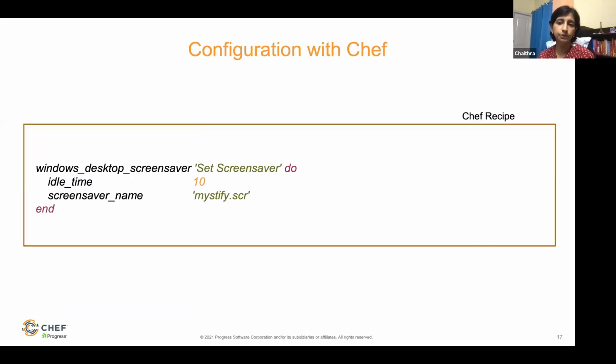Coming to the example, we have a Chef recipe here, and it has a single resource. What this recipe does is configure screensaver settings to a timeout of 10 minutes on your endpoints. Now, what if you want to use a single recipe to perform different configurations for different groups of devices? How would you do that?